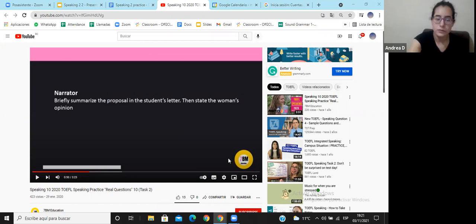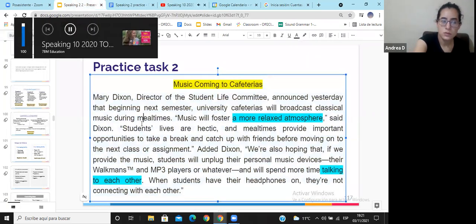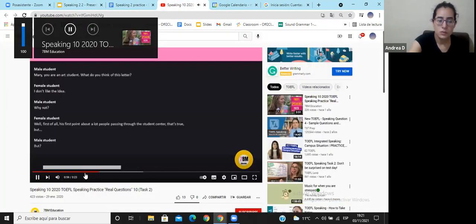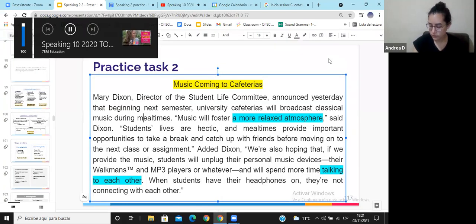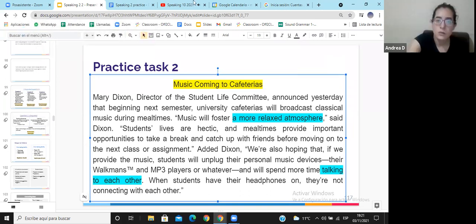Now listen to two students discussing the letter. Mary, you're an art student. What do you think of this letter? I don't like the idea. Why not? Well, first of all, his first point about a lot of people passing through, that's true, but it's overcrowded with work. Imagine you're standing there trying to look at a painting.